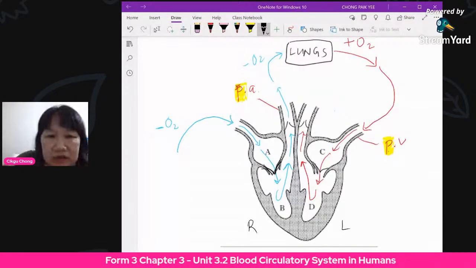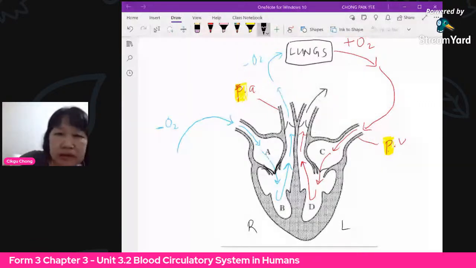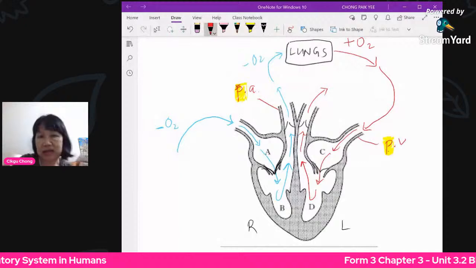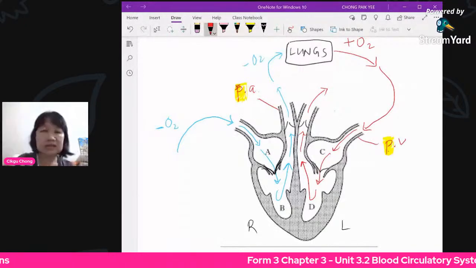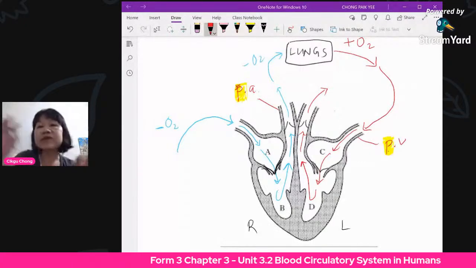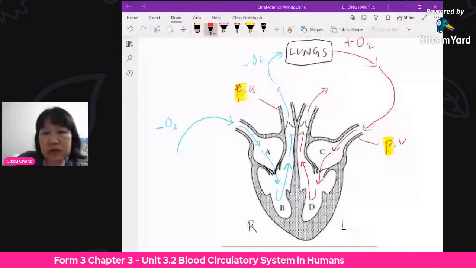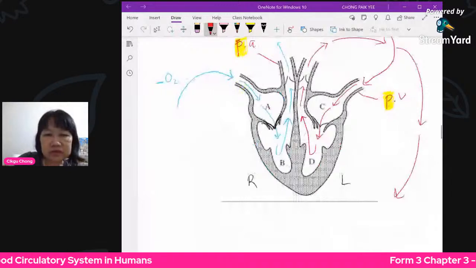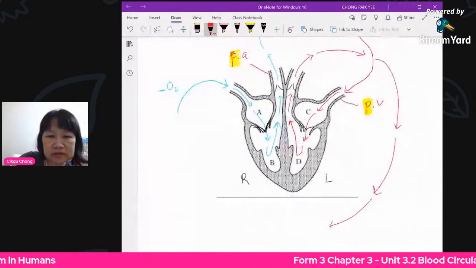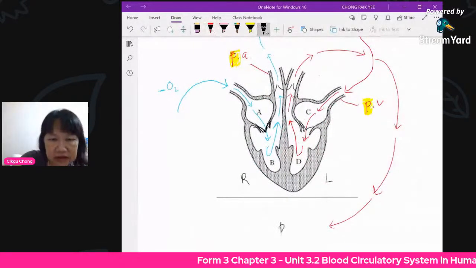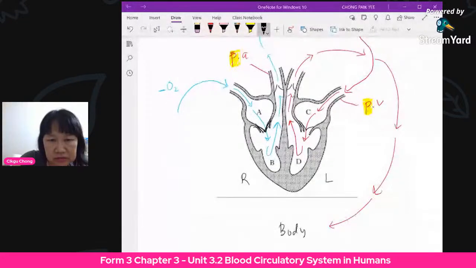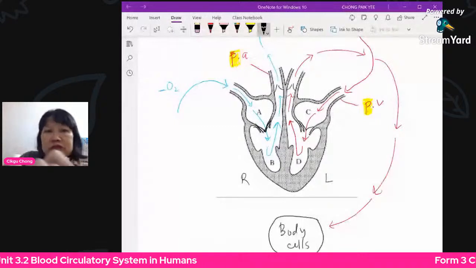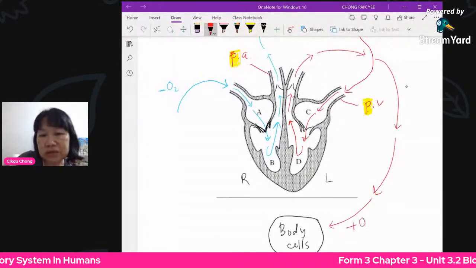And this is going to come out of the heart. Now it's coming out of the heart already, right? And this is going to be delivered to the body cells. So I'm going to continue the line here. Now go to where? It's going to go to the body cells. So I'm going to draw the body cells here. This is your body cells. Okay, so imagine these are your body cells. So this is to deliver oxygenated blood to the body cells.